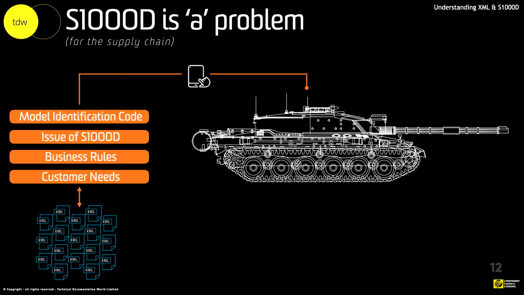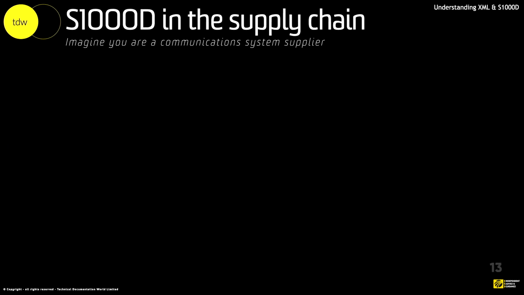All tied to the product in terms of the model identification codes, which versions and issues of S1000D we're using, what are those particular business rules that we need to support, and any specific customer needs. Now, this is fine, and that works well when we're looking at products in isolation, but when we're deeper in the supply chain, of course, it doesn't work so smoothly.